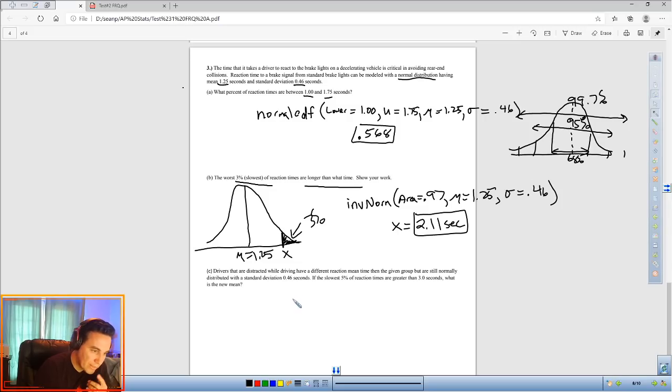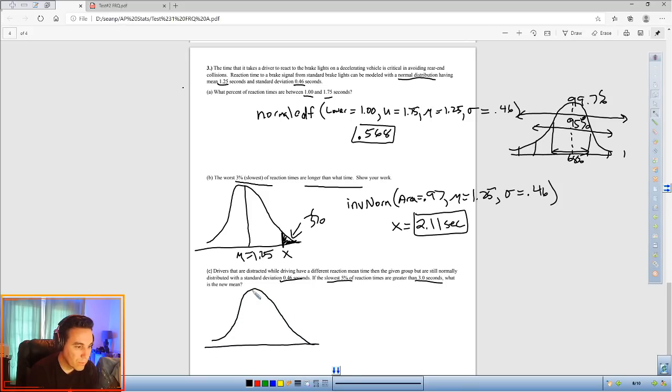And then drivers distracted while driving have different reaction times than the mean group given, but are still normally distributed with the same standard deviation. If the slowest 5% are greater than 3.0, what is the new mean? So we do not know the mean. So there's a new normal. We don't know this, but we do know the standard deviation is still 0.46. And we do know that the slowest 5%, so this area over here, is 5%, and we know that that is 3.